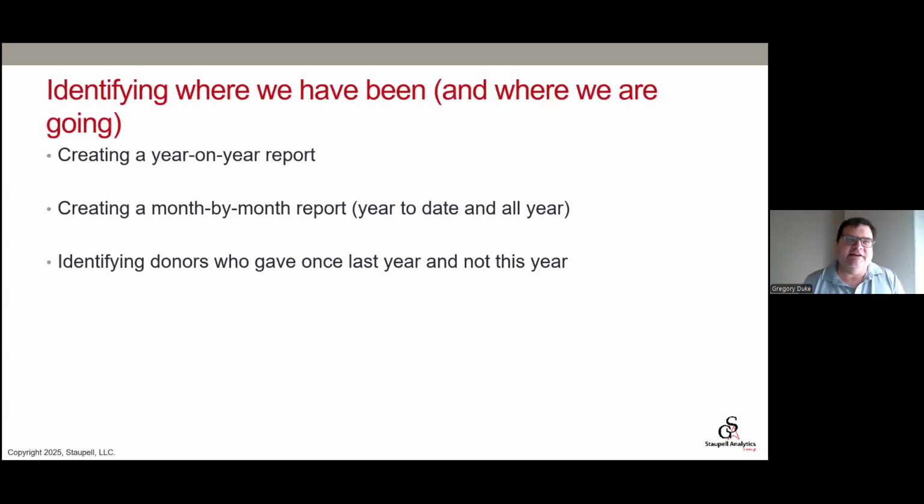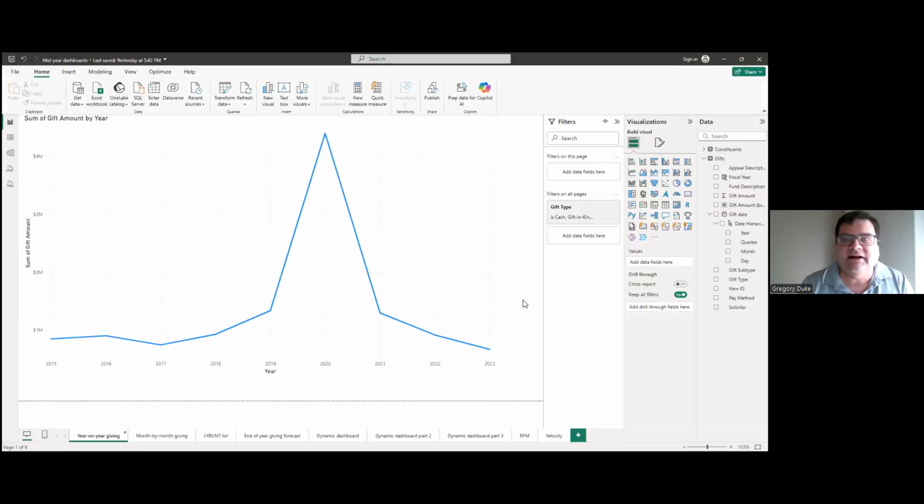So the first thing I did when I put this together was create a year-on-year report. Let me share this screen. I only found out that I was doing this a couple of days ago, so all of this can be put together very quickly. It took me the first day just to clean up the data and anonymize it, and all of this was put together yesterday. So this is something that can be done in a very short amount of time.